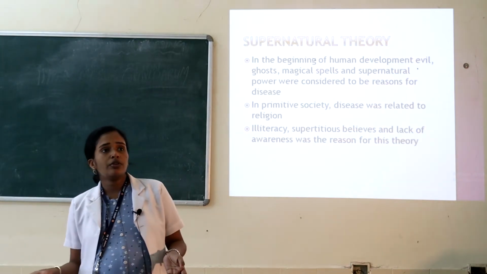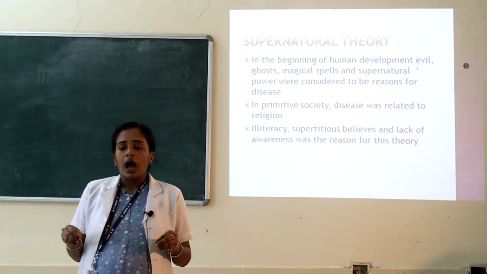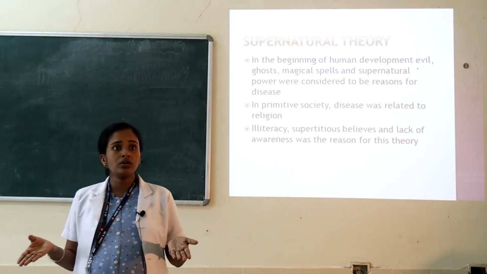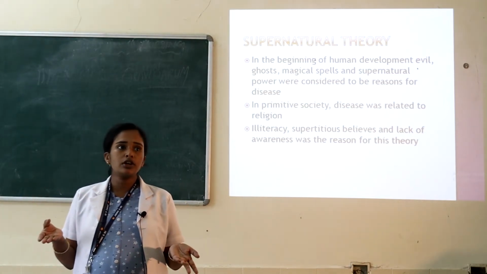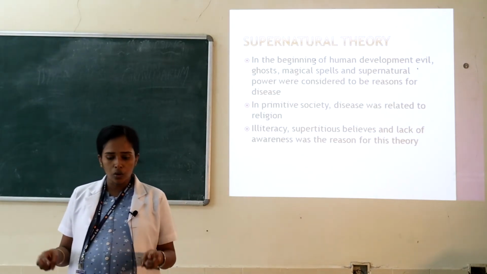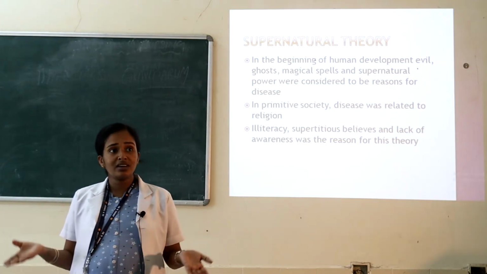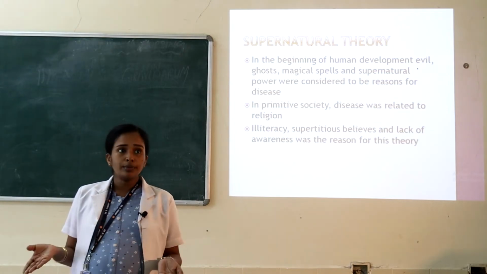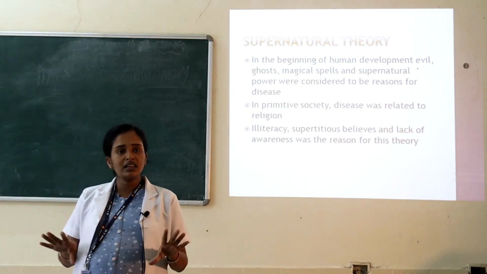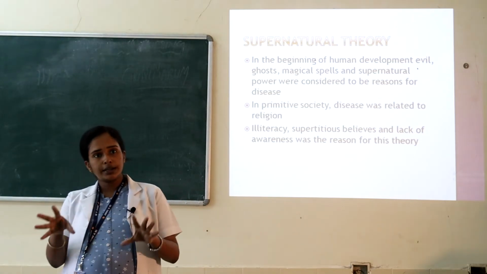Religion was one of the strongest and most significant institutions in primitive society, and civilization was controlled by religious rules and regulations, codes and ethics. So in the beginning of human development, evil, ghosts, magical spells and supernatural power were considered to be the reason for disease. People worshipped supernatural power, ghosts and evil. Religion was one of the significant social institutions, so disease was also connected to religion.